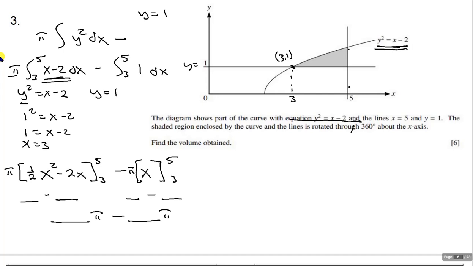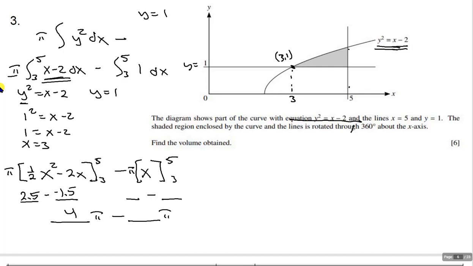Okay, so hopefully you did that. When I did this, after I put a 5 in here, 5 squared, 25 times 2, 1/2, and so on, I ended up getting 2.5. And then when I put in the 3, I got negative 1.5. And so if I do 2.5 minus a negative 1.5, that's going to give me 4 pi.